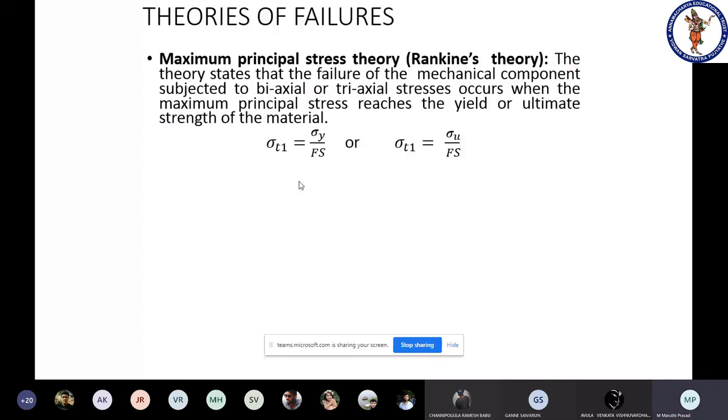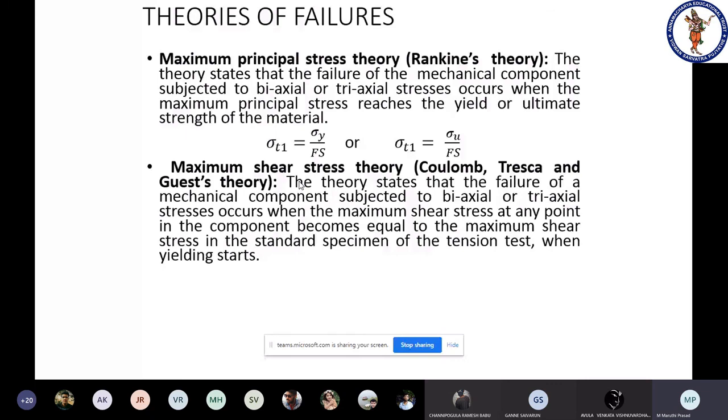So if you know the failure, by overcoming it you can produce a sound product. That is the main motto of studying the theories of failure. Now the second one, you can write the second statement. What is the criterion of failure here? The criterion of failure is maximum shear stress.